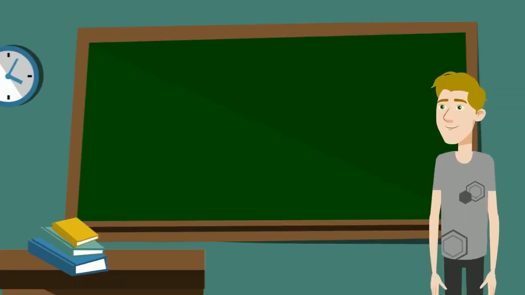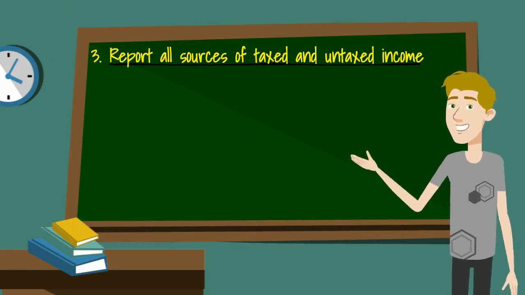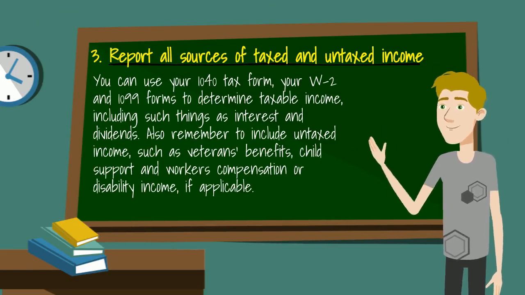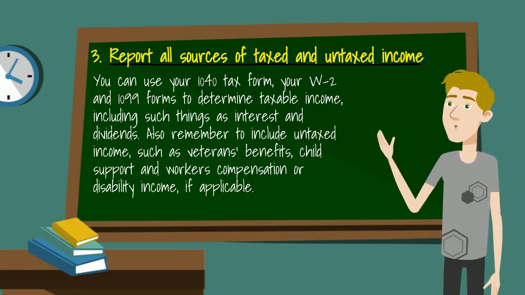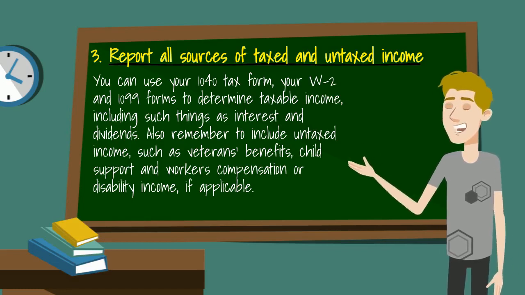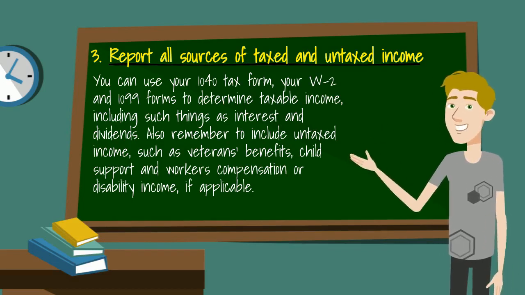Number 3. Report all sources of taxed and untaxed income. You can use your 1040 tax form, your W-2, and 1099 forms to determine taxable income, including such things as interest and dividends. Also remember to include untaxed income, such as veterans benefits, child support, and workers' compensation or disability income, if applicable.